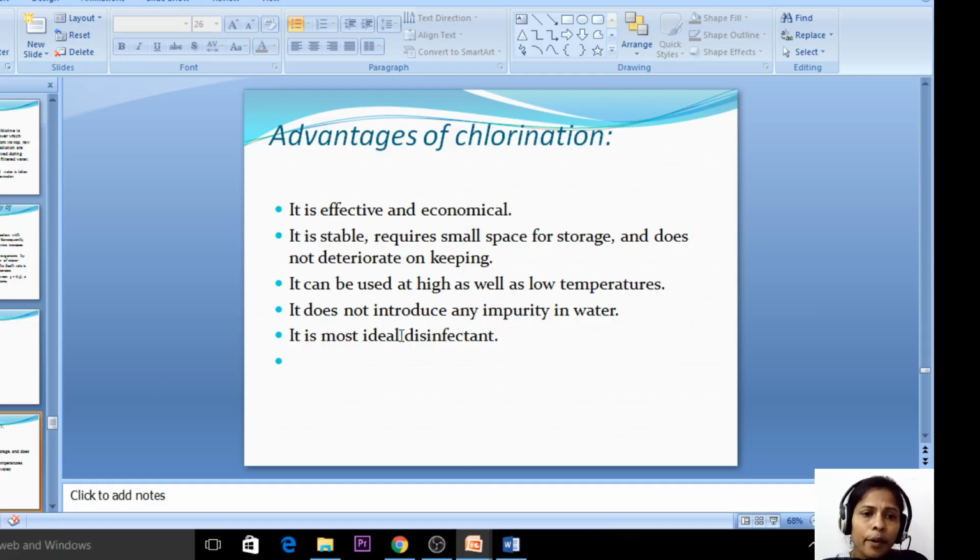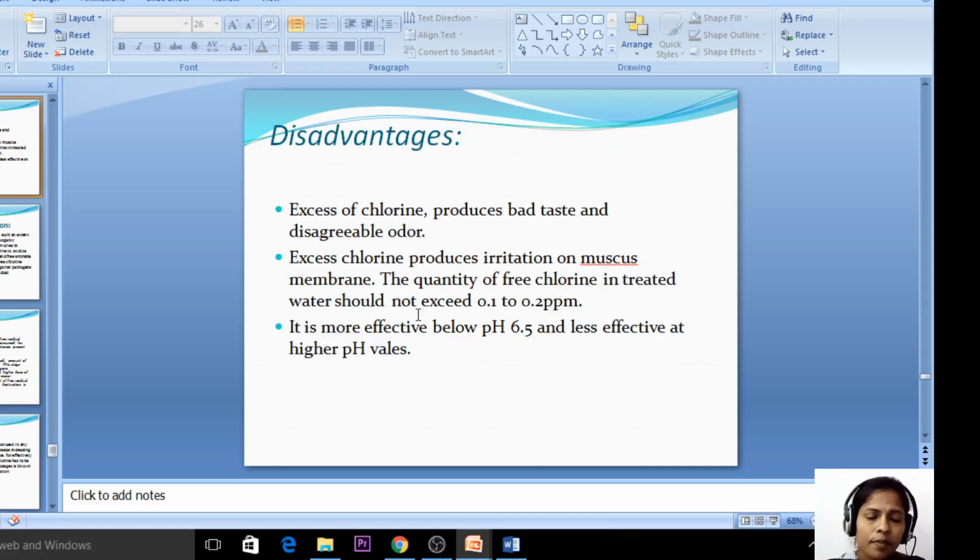Now let us see the advantages. It is effective and economical. It is stable, requires small space for storage and does not deteriorate on keeping. That means it does not decompose on keeping. It can be used at high as well as low temperature. It does not introduce any impurity in water. That means whatever water we collect after the disinfection process, it does not introduce any impurity. It is the most ideal disinfectant. So these are all advantages of the chlorination process.